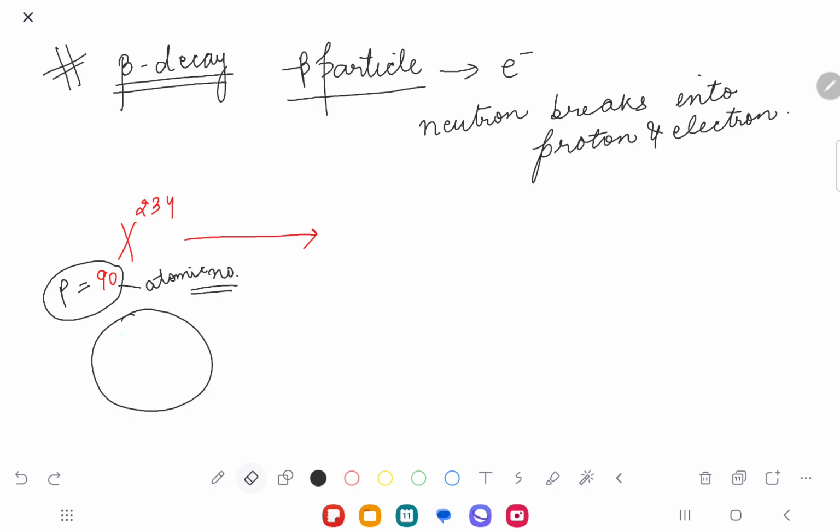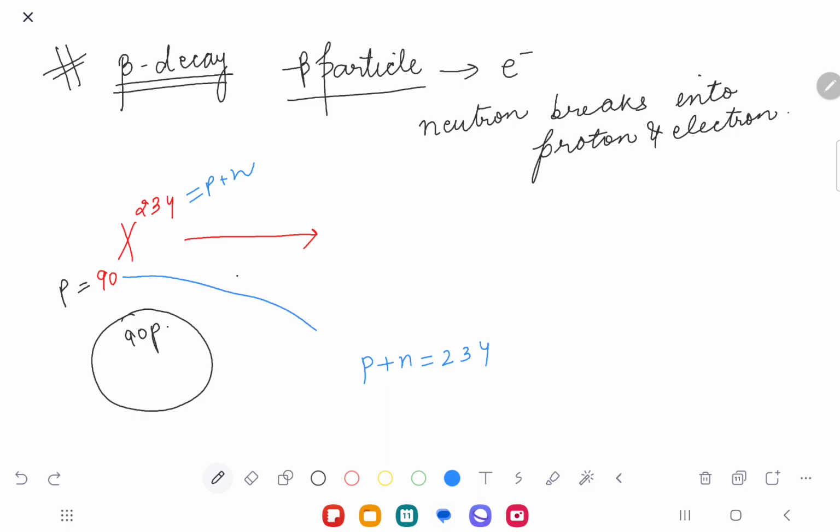So the number of protons are 90 protons. And when the number of protons is 90, here what do we have? We have protons plus neutrons. So when I know the protons plus neutrons is 234, protons I know is 90 in the nucleus. So how many neutrons do you think we have? 234. So neutrons shall be 234 minus 90. So that shall be 144 neutrons.